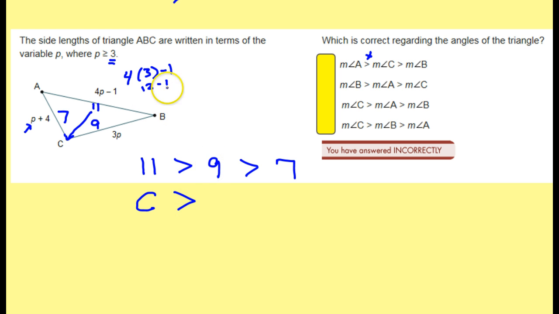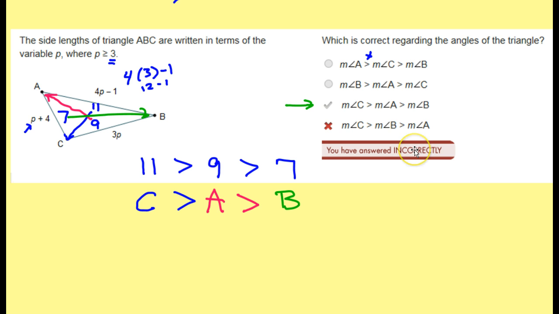Okay, then let's look at the 9. The 9 is across from angle A. So A should go second. Now let's look at the 7. The 7 is across from angle B. So B should go last. So just look for this order, C, A, B. And I see it right here. So this is the order. C is greater than A, which is greater than B. Let's check it out. Kabam! And that's how it's done.